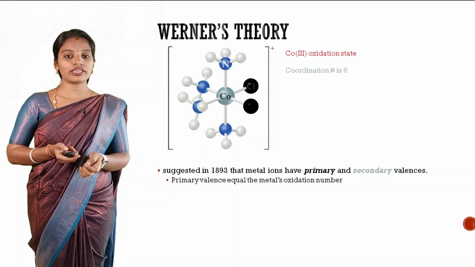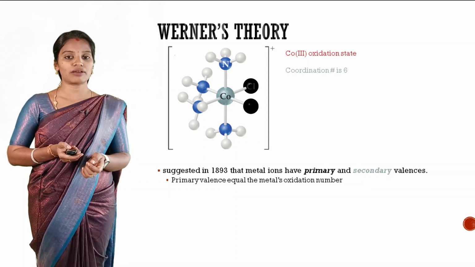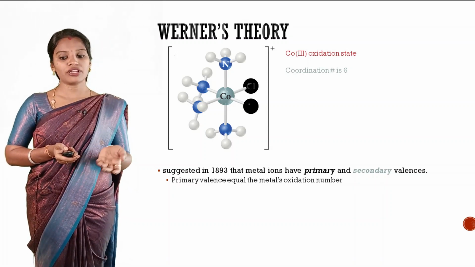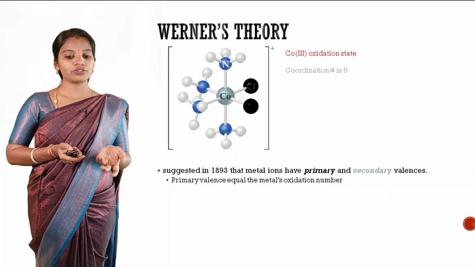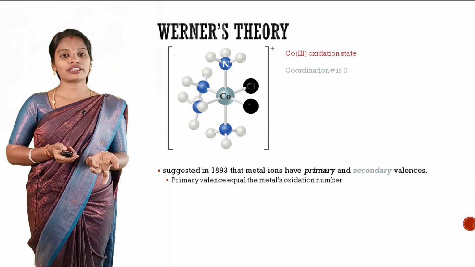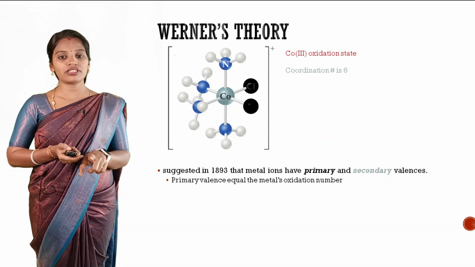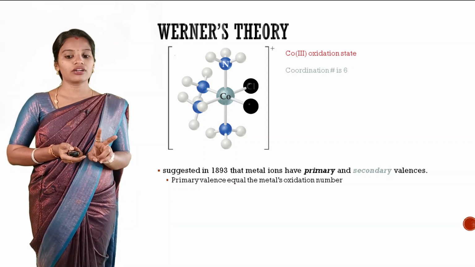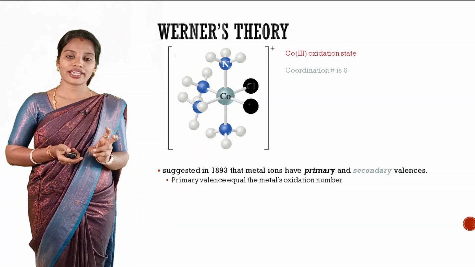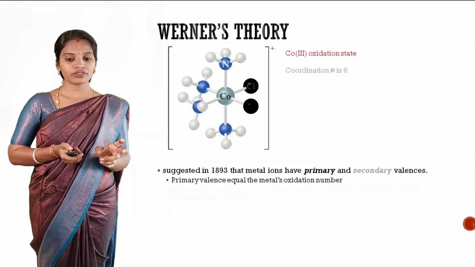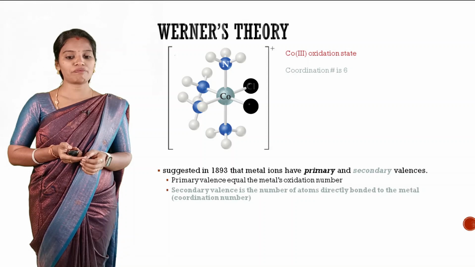Primary valency is equal to the metal oxidation number, and secondary valency is the number of atoms directly attached to the central metal atom. It is nothing but the coordination number. So primary valency represents the oxidation number of the complex, and the secondary valency represents the coordination number. So look at the example.